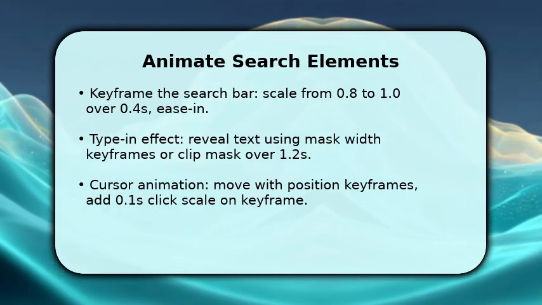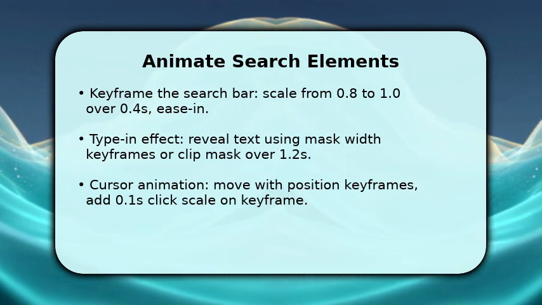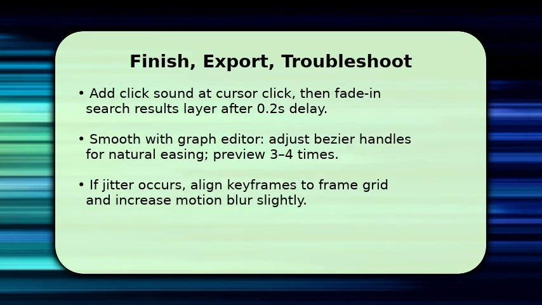To finish, add UI feedback and export settings so your animation reads clearly. Insert a click sound aligned to the cursor's click keyframe, then fade in the search results layer about 0.15 to 0.25 seconds after that click for believable timing.